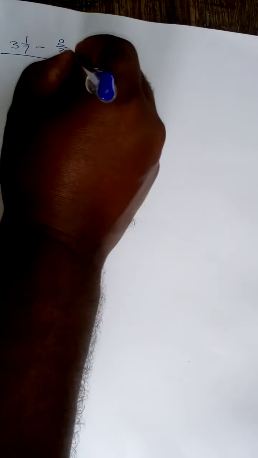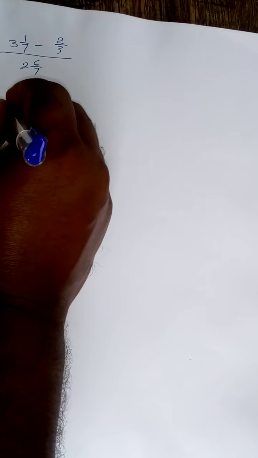We have 3 1/7 minus 2/3, and all of that is being divided by 2 6/7. Now, what are the objectives we are challenged to carry out today? First, we're asked to subtract one fraction from another and also to divide two fractions. But before we do that, we're going to have to change our mixed numbers to improper fractions.